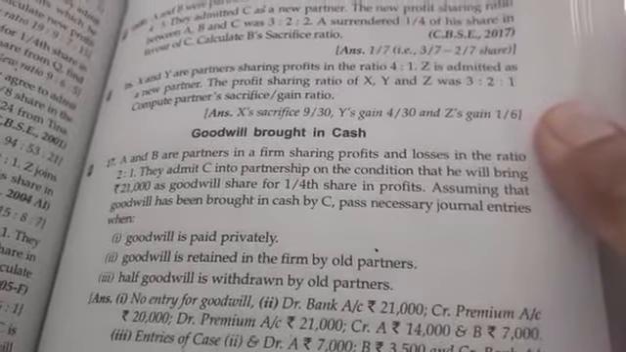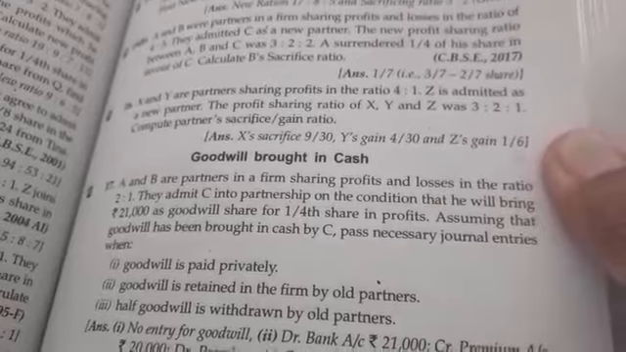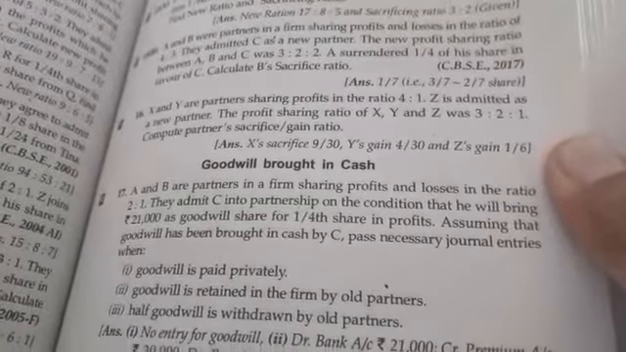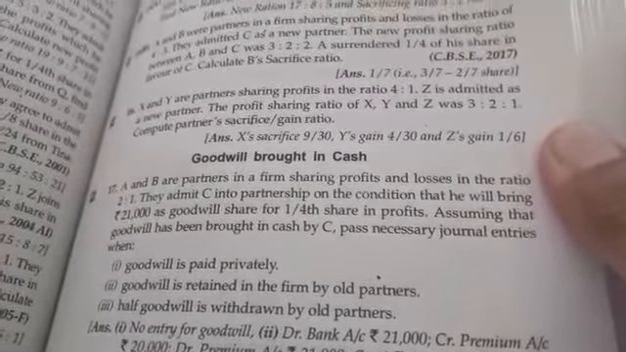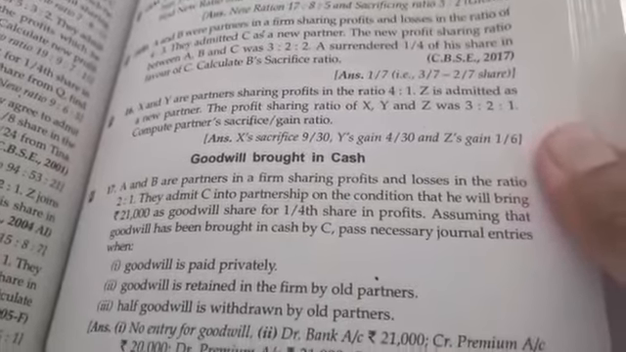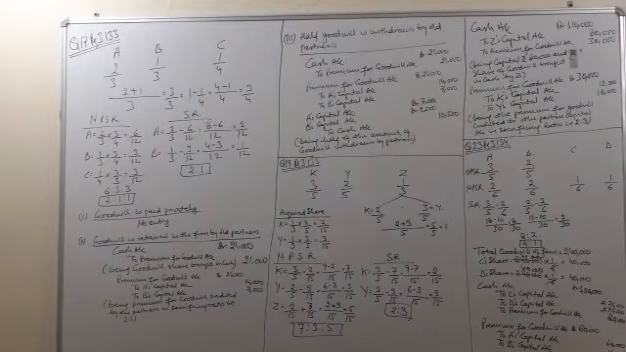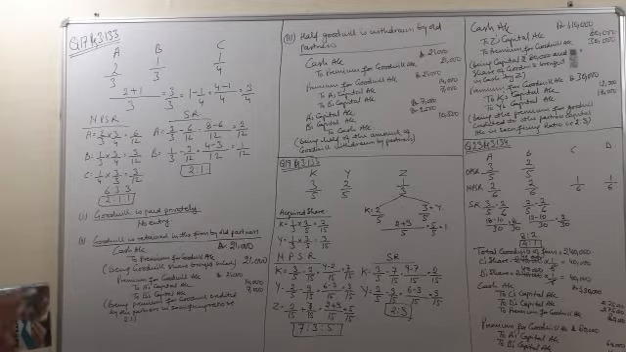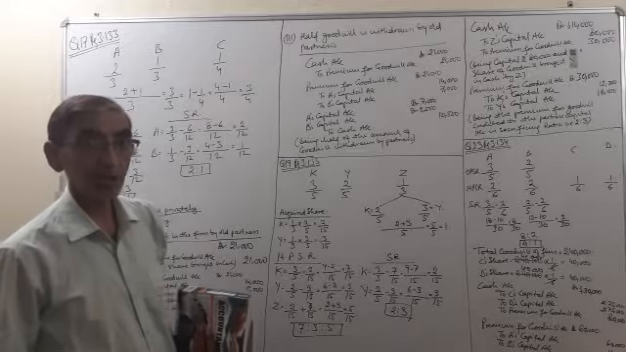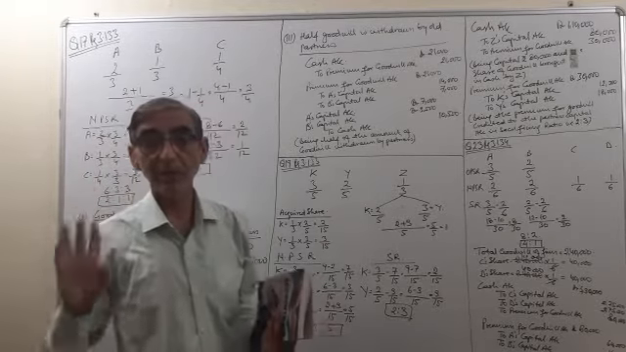Number 1, goodwill is paid privately. Number 2, goodwill is retained in the business by old partners. Number 3, half goodwill is withdrawn by old partners. So children, I am passing the entries just in the journal entry form, but you will have to pass these entries in proper format of a journal. It's clear? So here in a single question, first 3 cases have been asked.